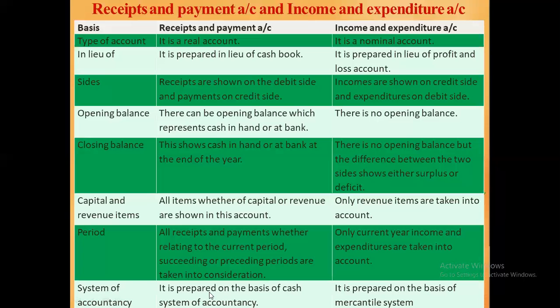Generally, the receipt and payment account is prepared on the cash basis. That is, only cash transactions are recorded. Non-cash transactions like accrued income, outstanding expenses and depreciation are not recorded in the receipt and payment account. But the income and expenditure account follows the mercantile system. Non-cash transactions like outstanding items, loss on sale of assets and depreciation are recorded.